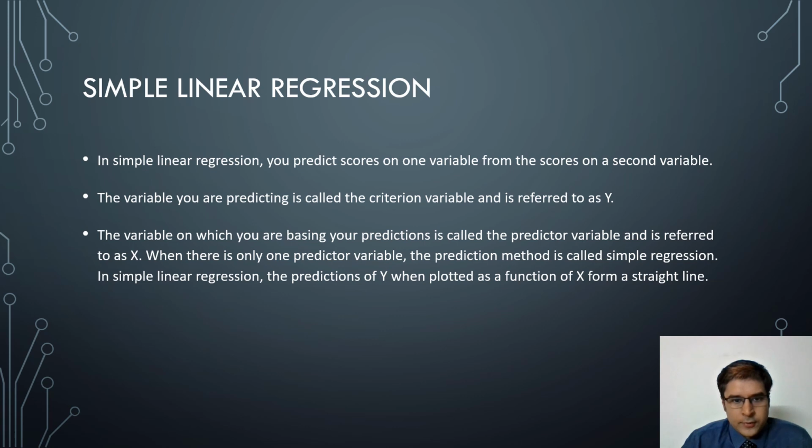In simple linear regression, you predict scores on one variable from the scores on a second variable. So given a set of scores of one variable, we predict the set of scores for another variable. The variable you are predicting is called the criterion variable and is referred to as y, or the target. The variable on which you are basing your predictions is called the predictor variable and is referred to as x. When there is only one predictor variable, the prediction method is called simple regression. So this is also a case of univariate linear regression, also termed simple linear regression. The predictions of y when plotted as a function of x form a straight line in simple linear regression.